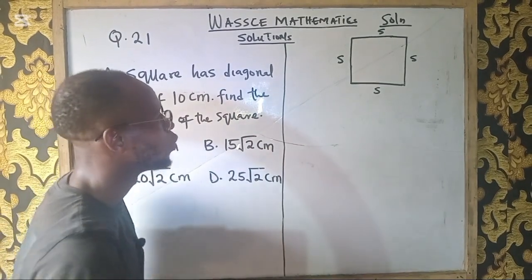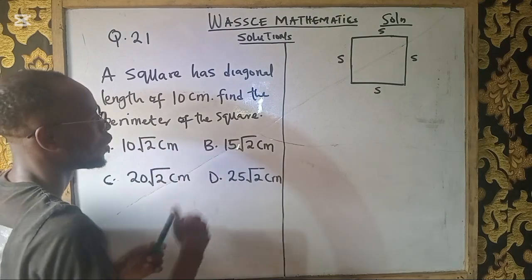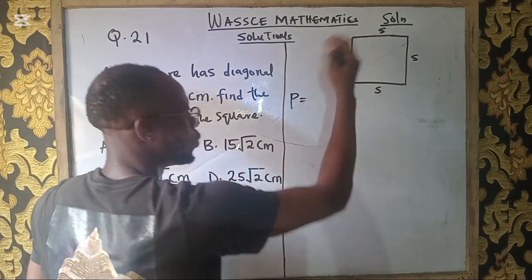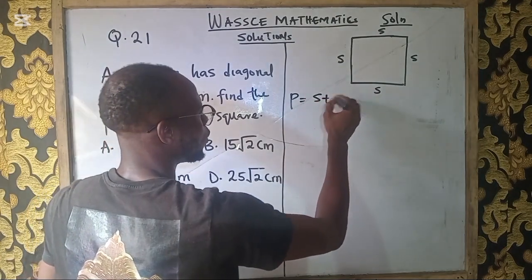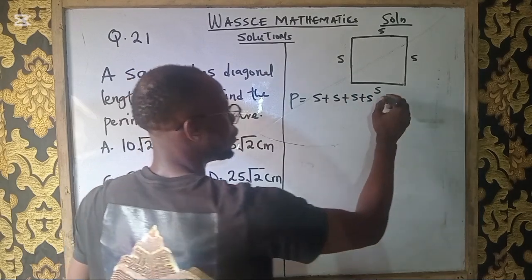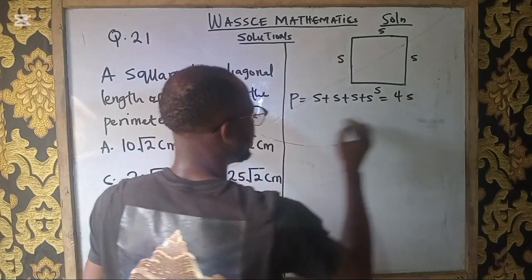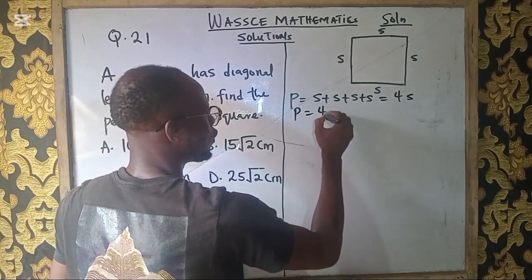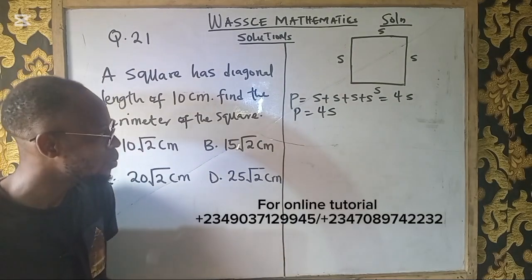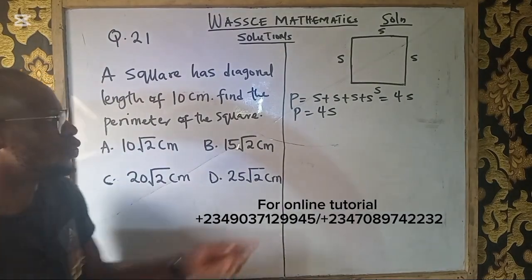You understand? So we are asked to find the perimeter of the square. With perimeter, it simply means you are adding all the sides together. So which means I can have it like this: S plus S plus S plus S. If you add these fours together, what do you have? You have 4S. So the formula for the perimeter of a square is simply what? 4S. You understand that?